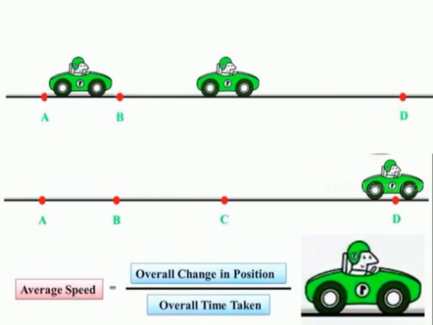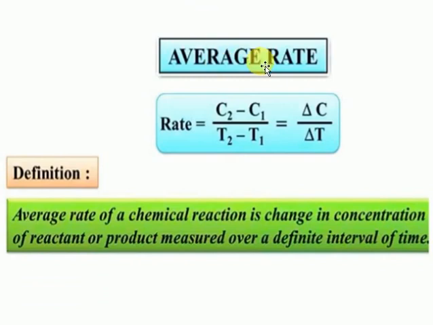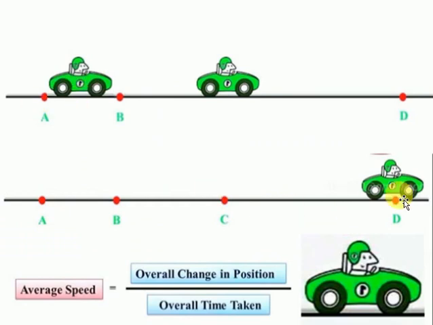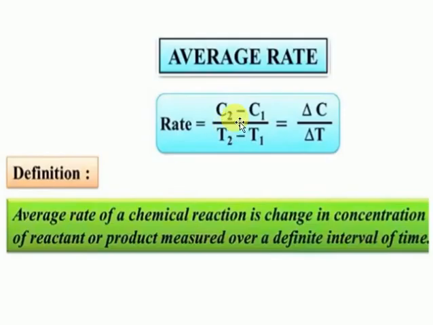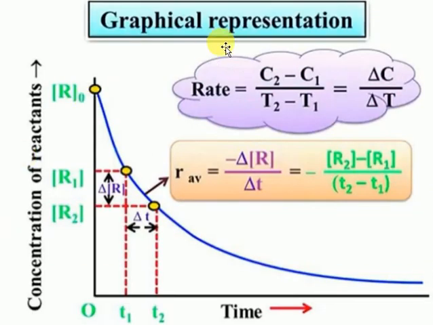Remember how to represent the average rate of a chemical reaction with respect to concentration. C1 is the initial concentration and this is C2. So we mention C2 minus C1 by time T2 minus T1. When you see the delta, it is a large change in concentration with respect to a large change in time. This is called the average rate of a chemical reaction. It is the change in concentration of a reactant or product measured at definite, fixed time intervals. We can see this clearly in a graphical representation, where I am taking R0 as the initial concentration.